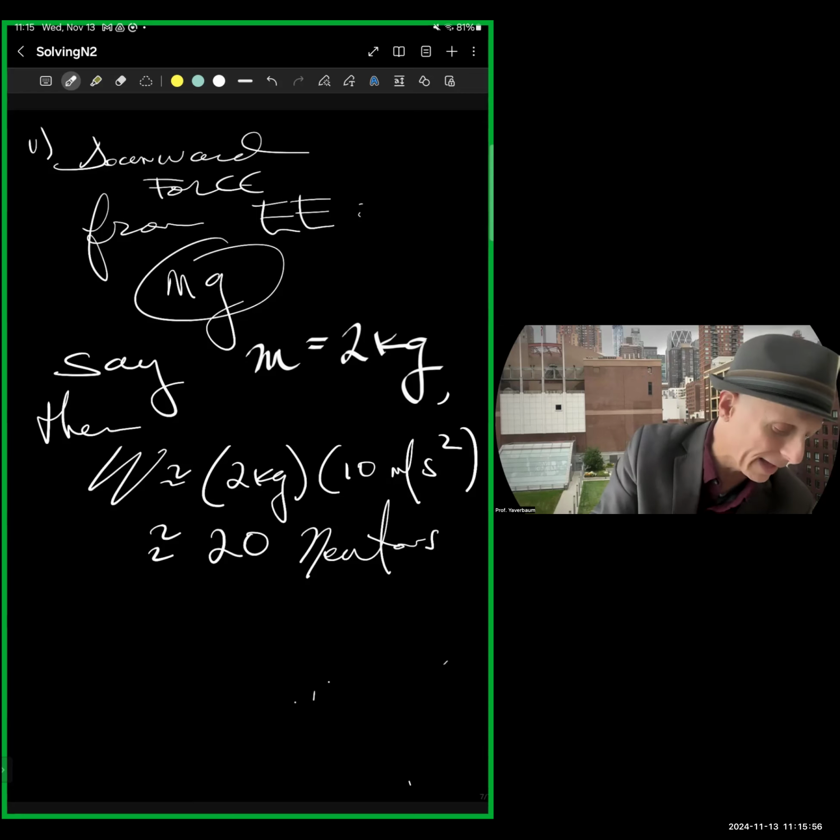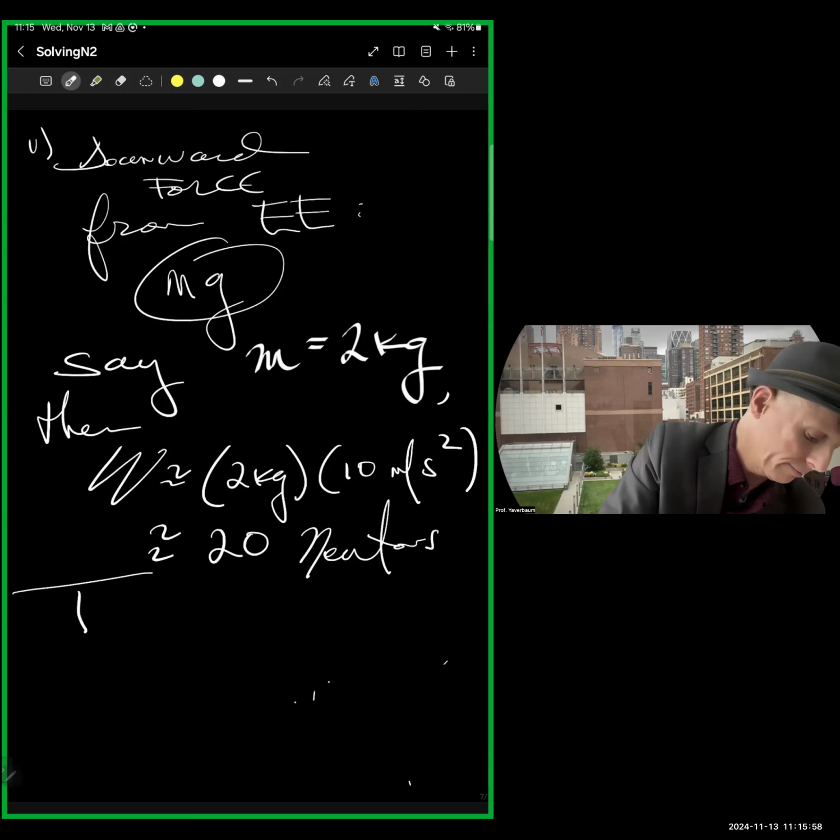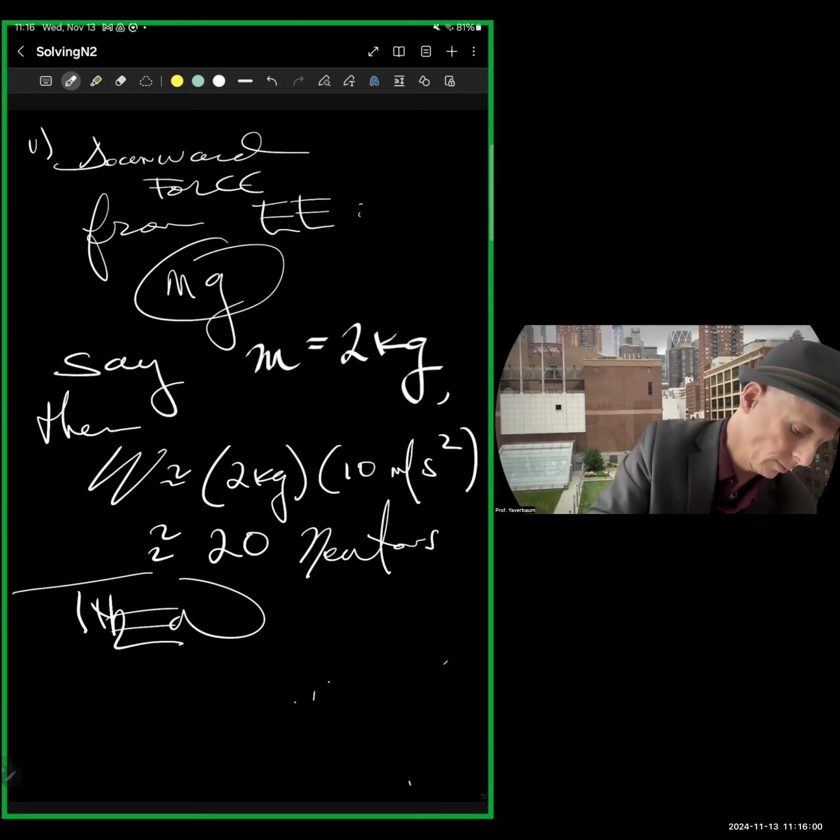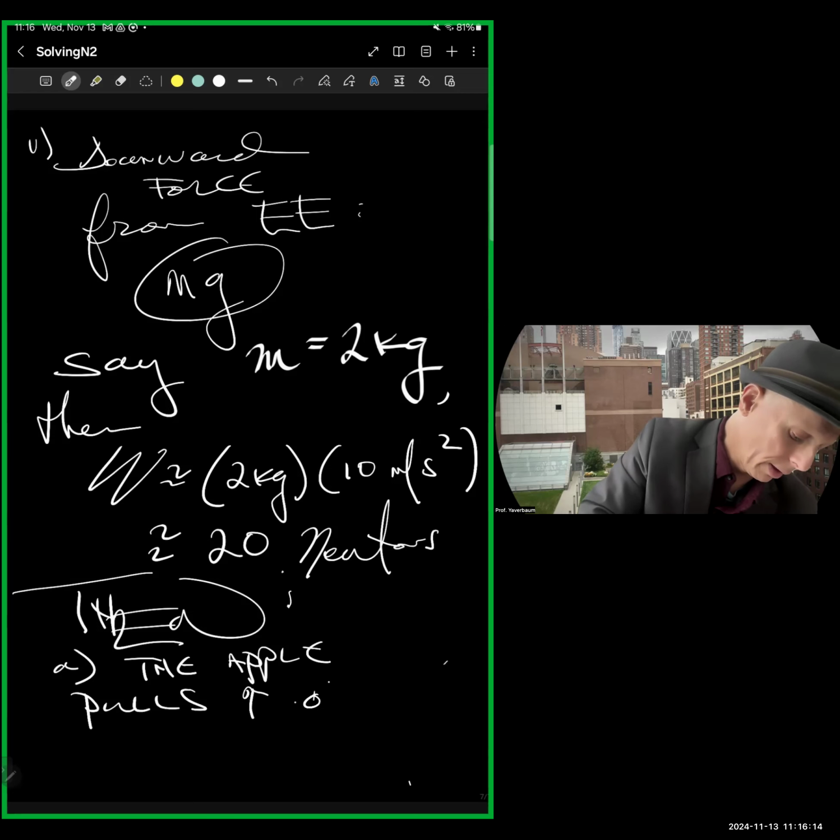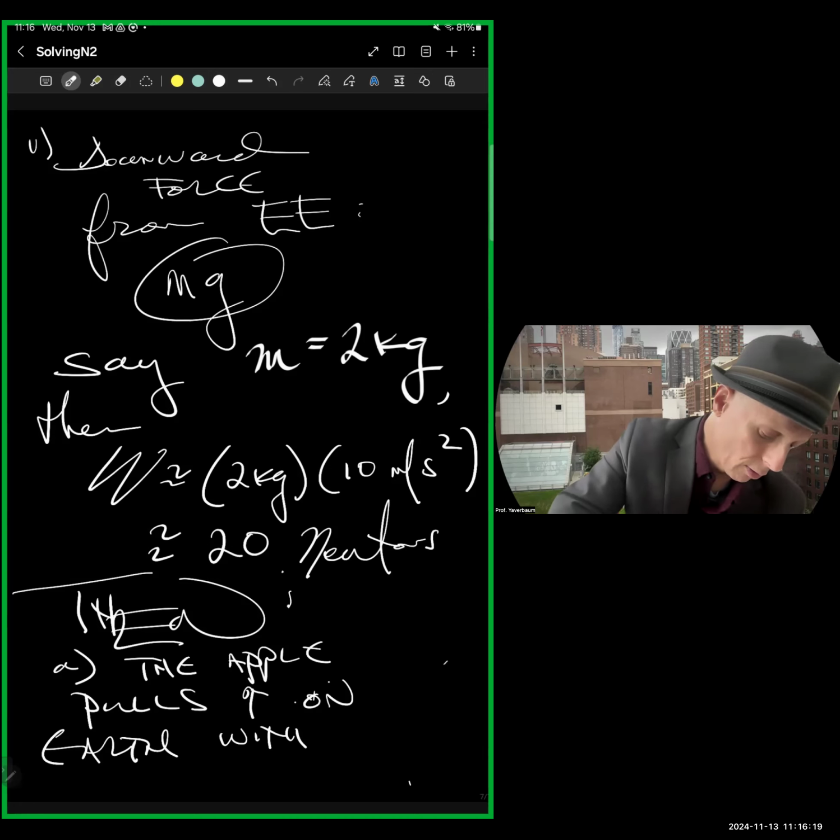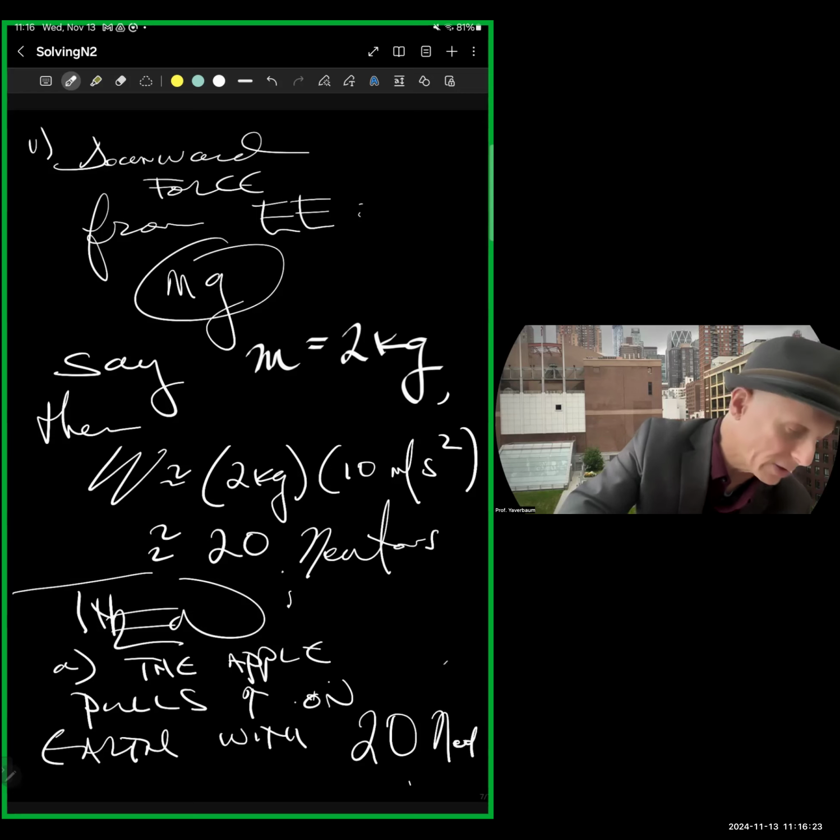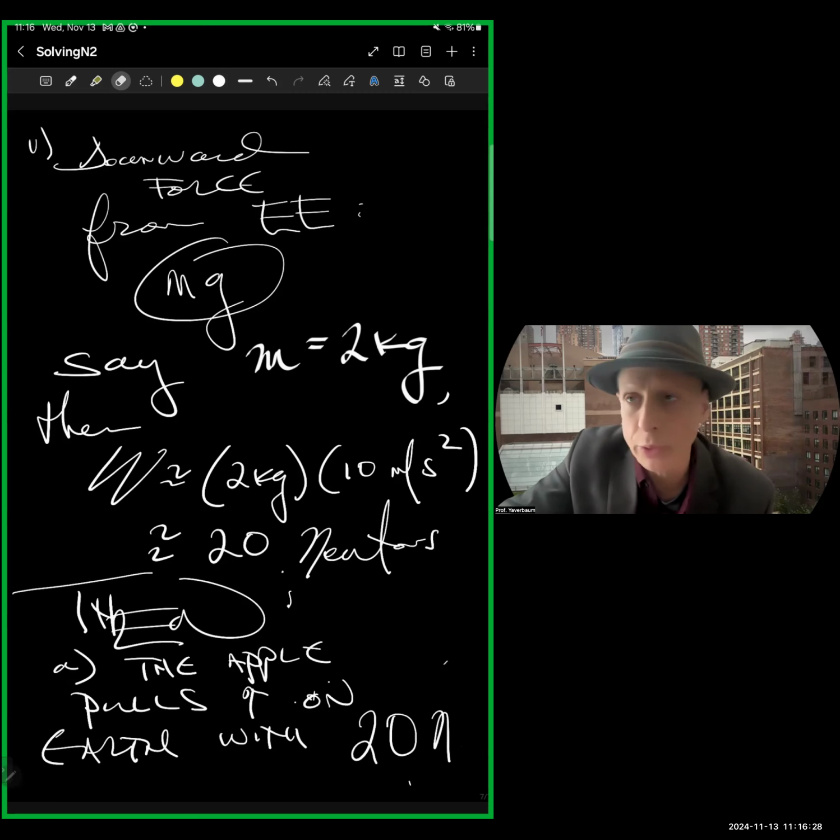But then what I want to be clear about is that, one, the apple pulls up on Earth with 20 newtons. First of all, I just want to make clear that this is how serious and true Newton's third law is.